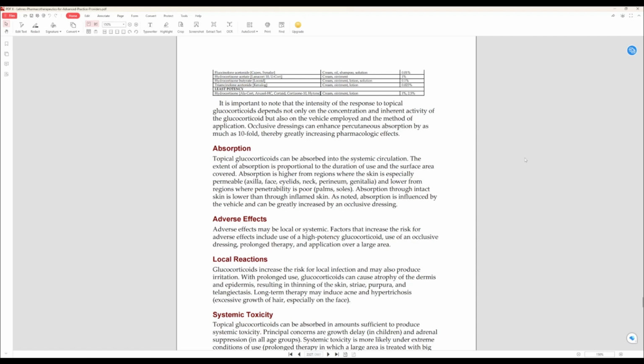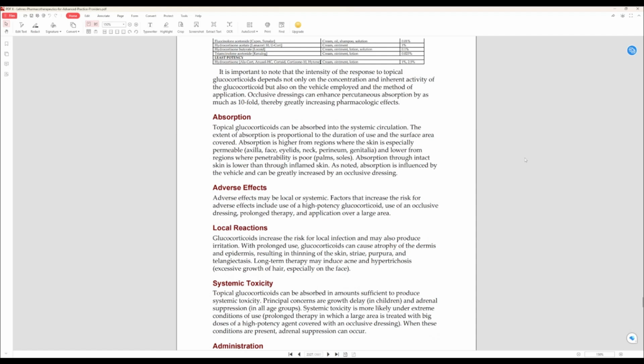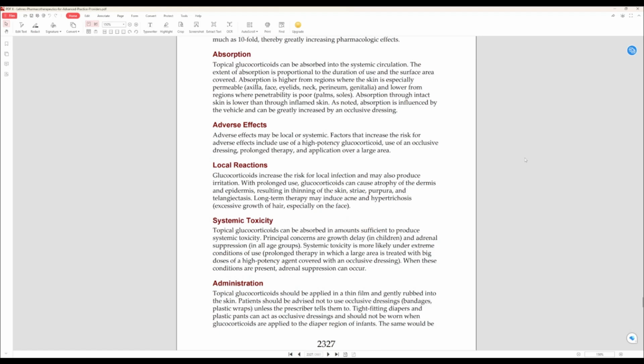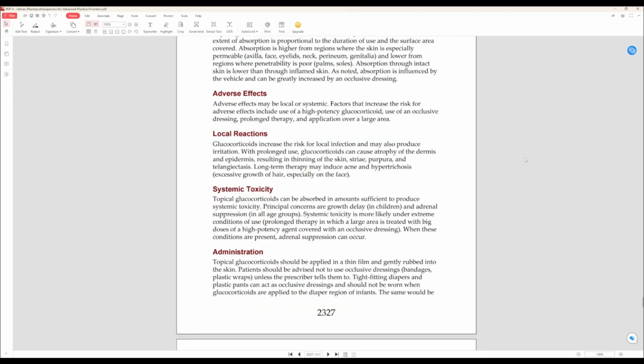Adverse effects. Adverse effects may be local or systemic. Factors that can increase the risk for adverse effects include the use of high potency glucocorticoids, use of an occlusive dressing, prolonged therapy, and application over a large area. Local reactions. Glucocorticoids increase the risk for local infection and may also produce irritation. With prolonged use, glucocorticoids can cause atrophy of the dermis and epidermis, resulting in thinning of the skin, striae, purpura, and telangiectasis. Long-term therapy may even induce acne and hypertrichosis.